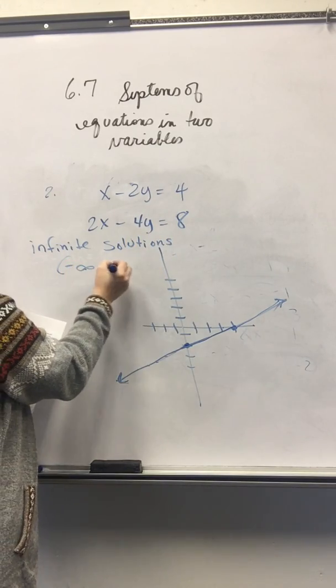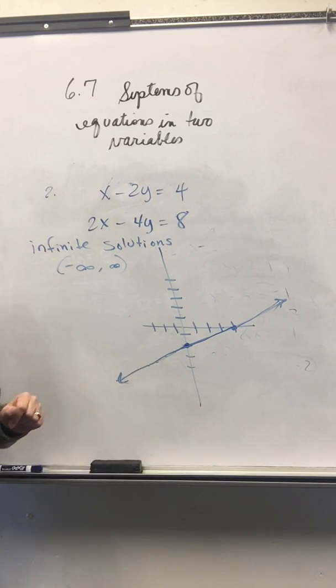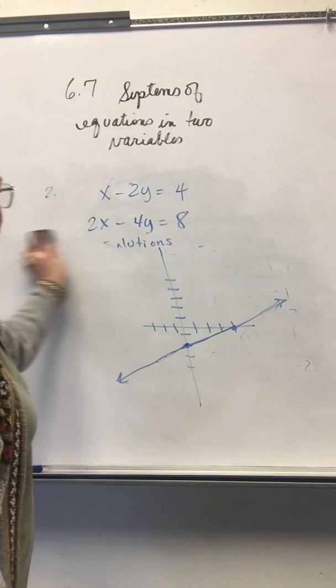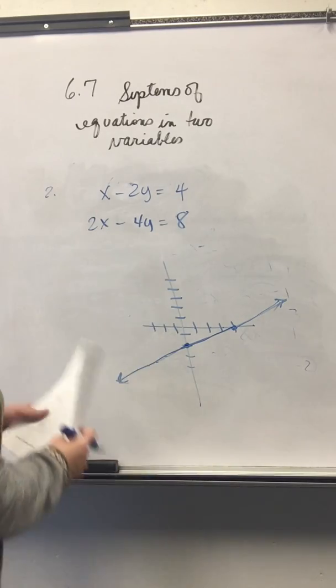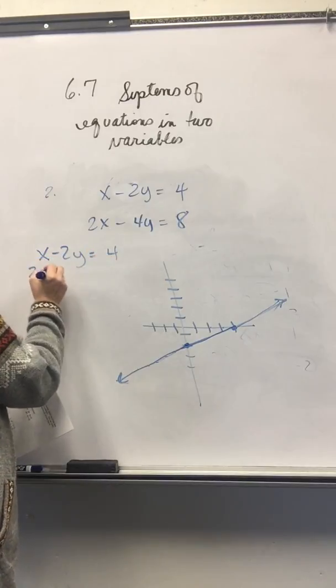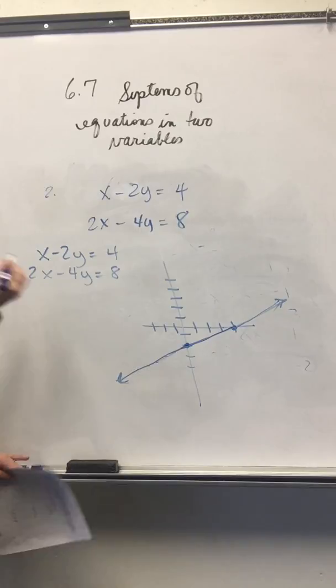Sometimes seen as negative infinity to positive infinity. So every number on the number line, any point that solves for one, there's infinite solutions there. All right, now how would that look if I did it with the elimination method? So we're going to do both methods as we go through this to demonstrate.